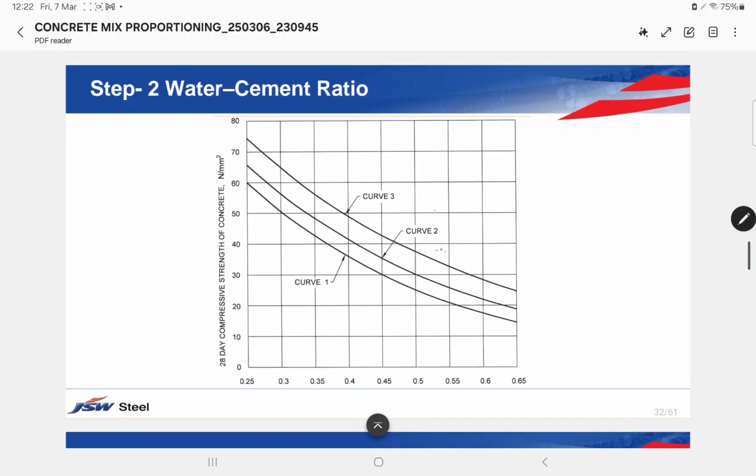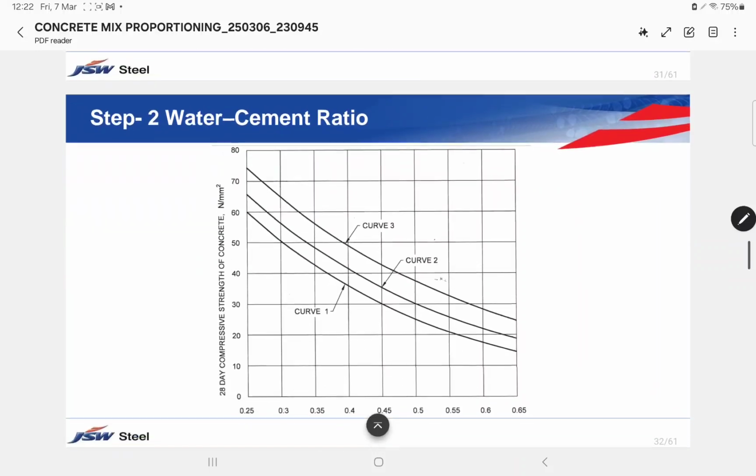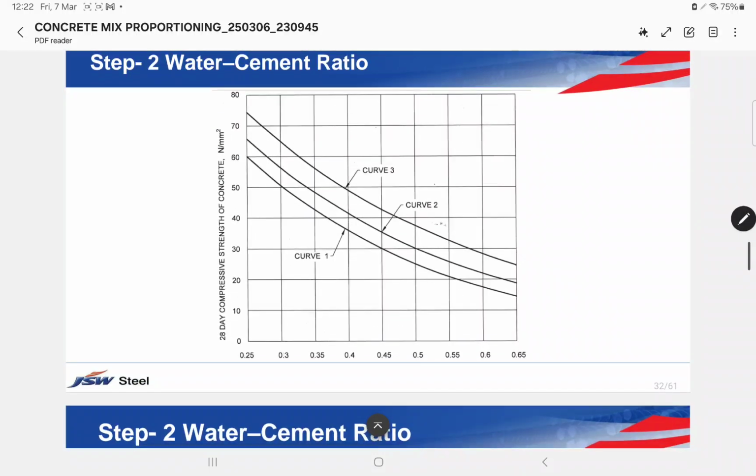The next important step is to find out the required water cement ratio to achieve that target mean strength. To do that, if you already have some experience with concrete and that type of cement, you can assume some values of water cement ratio from your experience. But if you don't have any previous knowledge, then you can refer to this chart. This is a chart given in IS 10262.